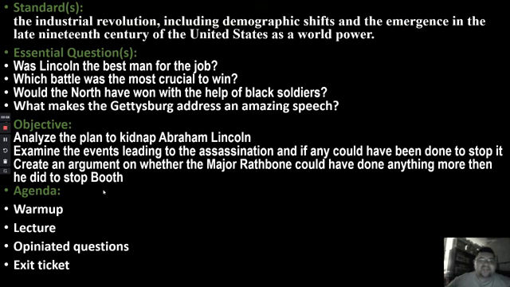Now, the objective today: we're going to analyze the plan to kidnap Lincoln, because his plan originally was not to kill Lincoln, it was to kidnap him. We're going to examine the events leading to the assassination of Lincoln, and whether anything could have been done to stop it. And lastly, we're going to create an argument on whether Major Rathbone could have done anything more to stop Booth.